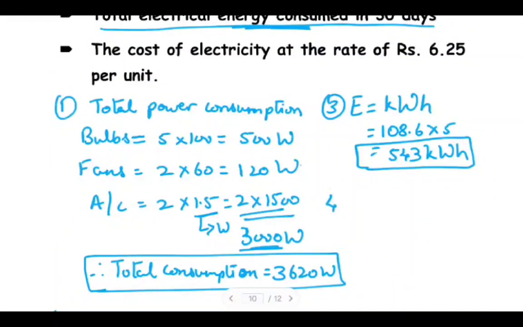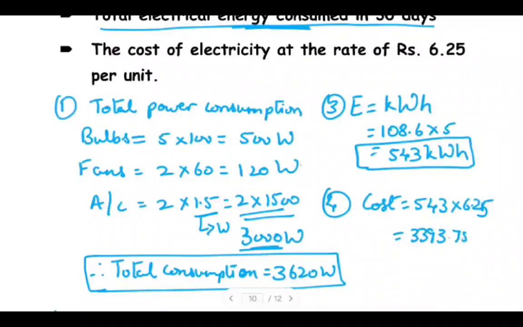Okay, and my fourth part, the cost of electricity at the rate. So cost is equal to 543 into 6.25, which is equal to 3393.75 rupees.